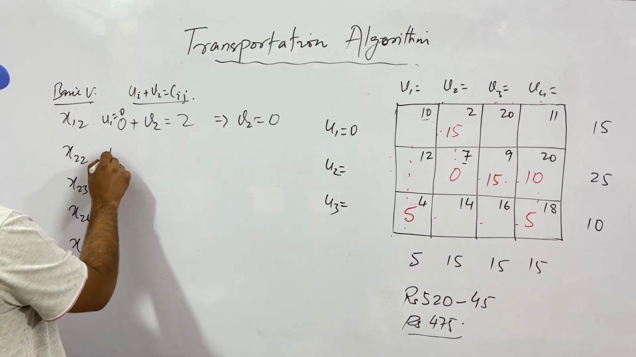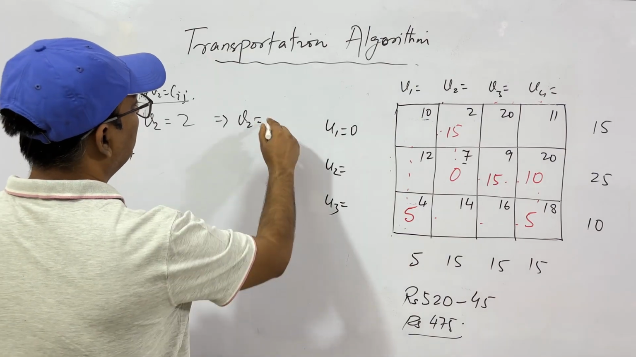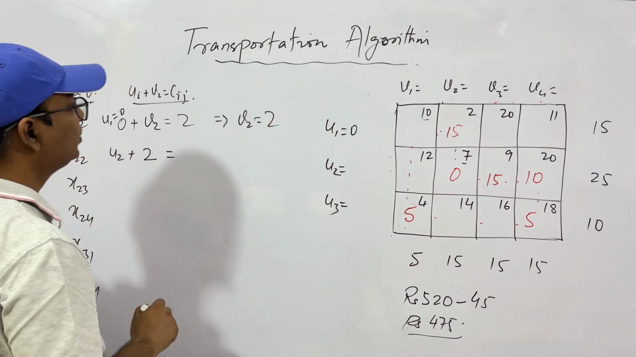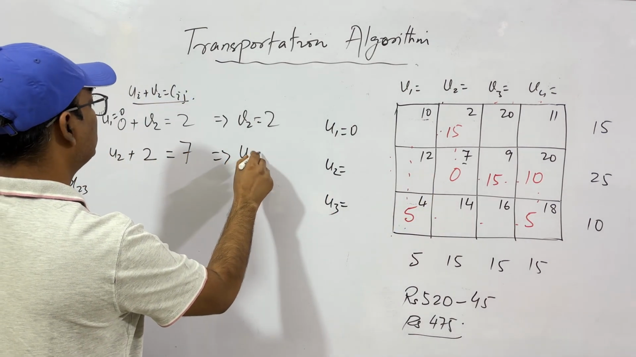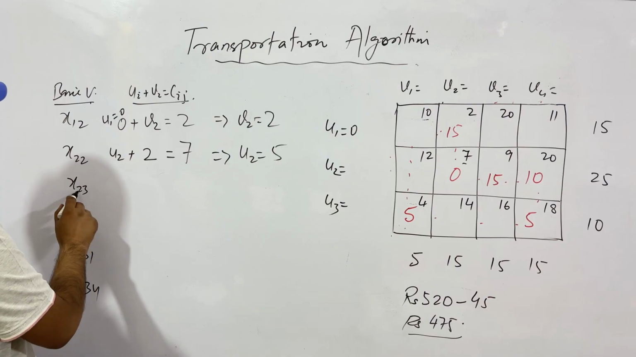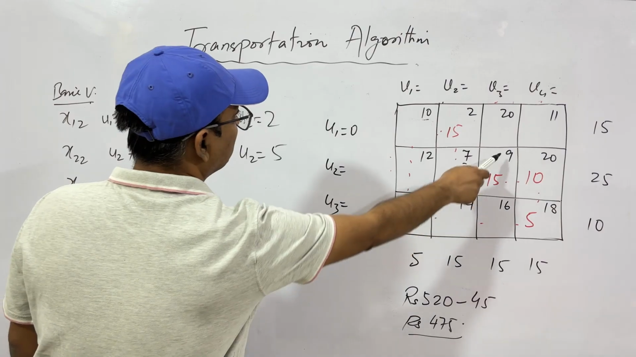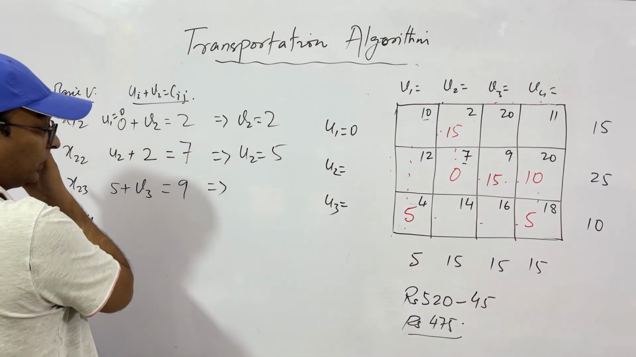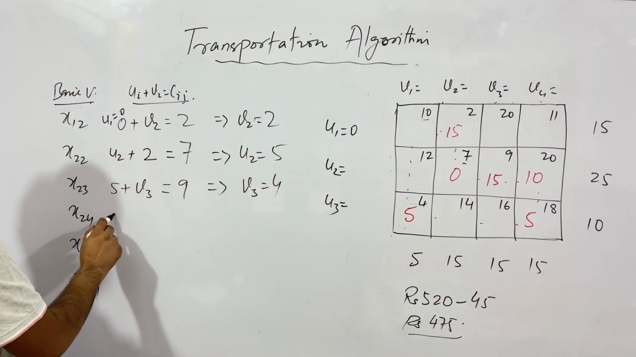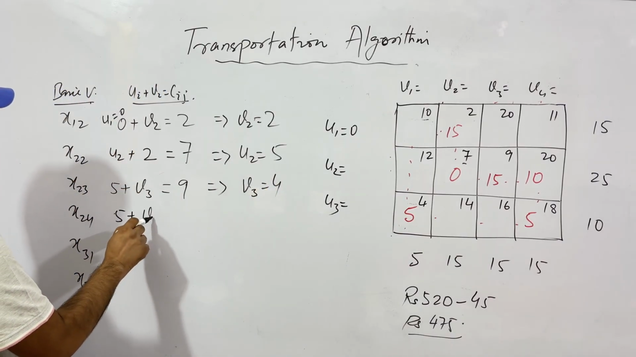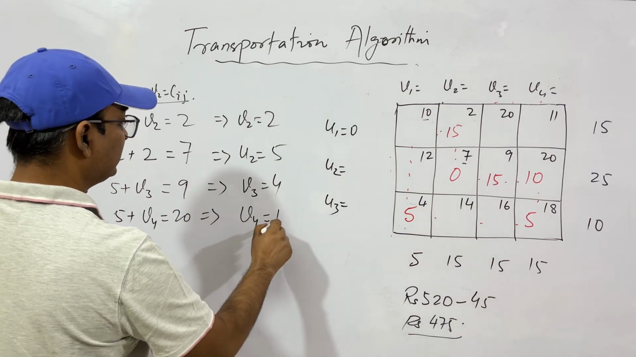Now here what we get? u2 plus v2. See, u2 plus v2. v2 we have what? So it is 2. v2 is 2. This is equal to c22, that is 7. So from here what we get? u2 is equal to 5. Now this is u2 plus v3. u2 is 5 plus v3, x23, this one. So value is 9. So what is v3? 9 minus 5, 4. v3 is 4. Then u2 is 5 plus v4 is 20. From here we get the value of v4, that is 20 minus 5, that is 15.